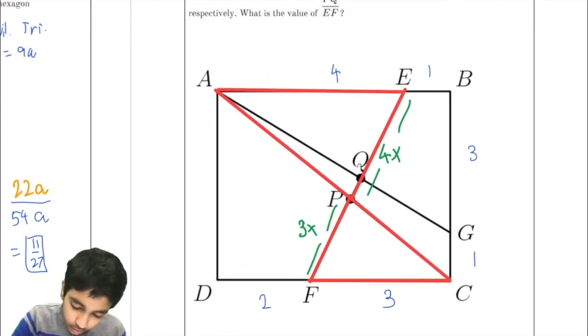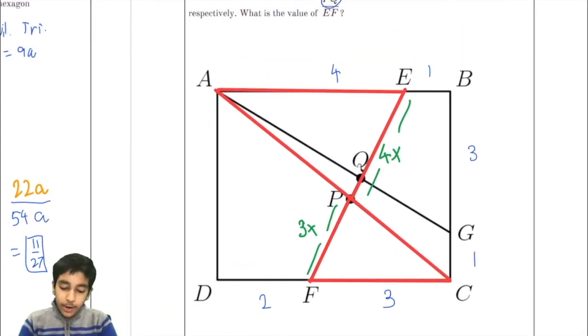We want PQ. How can we find PQ? We know PF. If we find QF, then we can just do QF minus PF, which is PQ. So how can we find QF? Well, given that we found PF using some similar triangle logic, we probably expect that QF will be something similar.